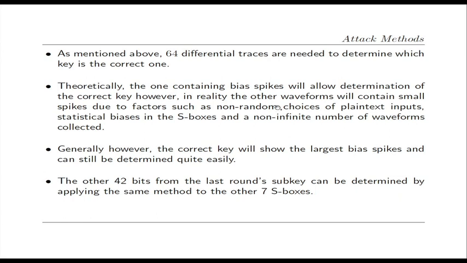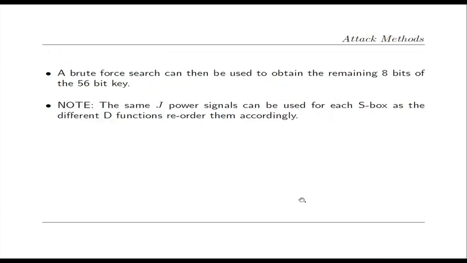However, in reality, the other waveforms will contain small spikes due to factors such as non-random noise from the choice of plaintext, and some statistical bias in the S box. This may affect our choice of the correct key. Generally, however, the correct key will show the largest bias spike, and that can still be determined quite easily. The other 42 bits of the last round sub key can be determined by applying the same method to the other 7 S boxes. So, this is the attack model.